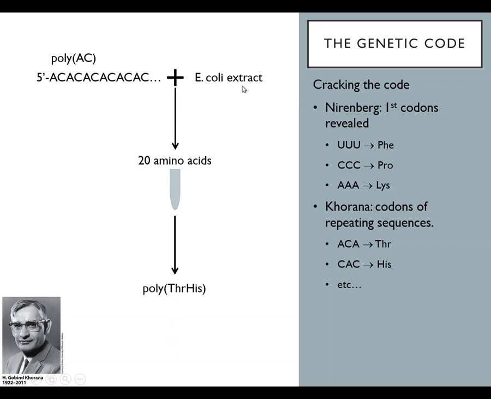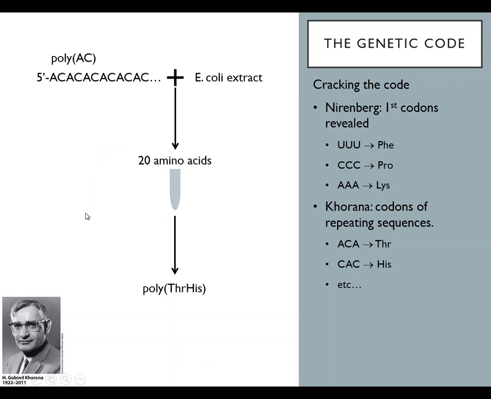Again, you mix that with an E. coli extract. Presumably the E. coli extract has ribosomes, has transfer RNAs, has everything else that you need to make a protein other than mRNA. And then mix that with the amino acids, this time containing more than just one amino acid, so you can do this with all 20 amino acids.